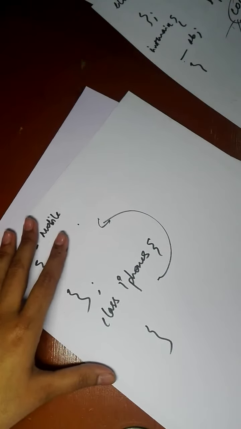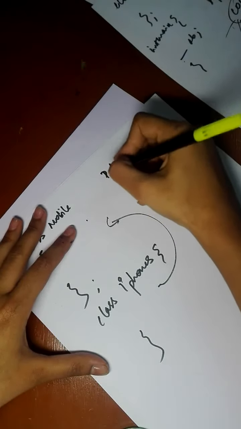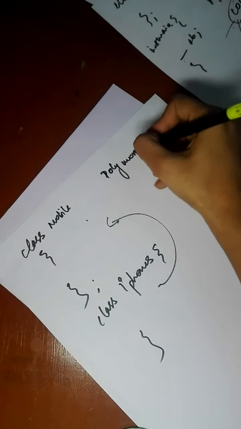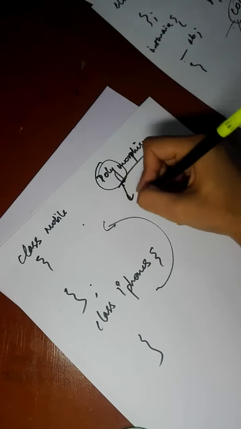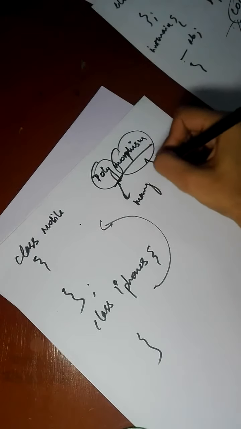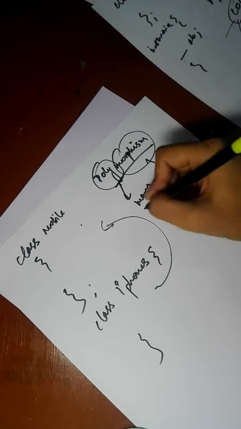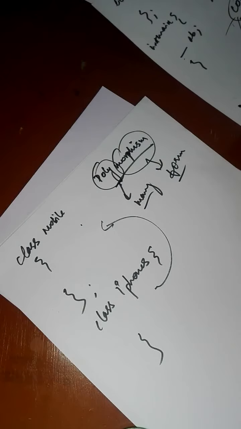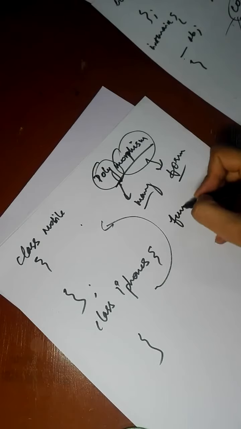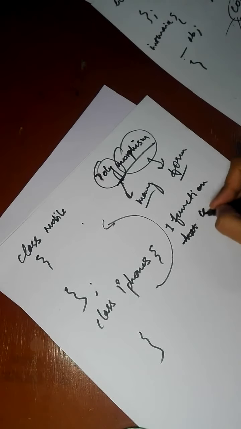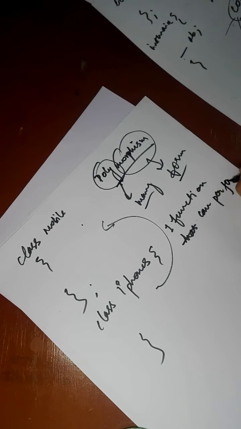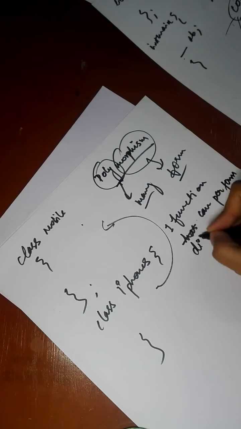And another thing is what? The last one is polymorphism. What is polymorphism? Poly means many. Morphism means form. So when you put it together, many forms. What it means is that one function can perform different forms, can perform different tasks. Same thing, different tasks with the same name.